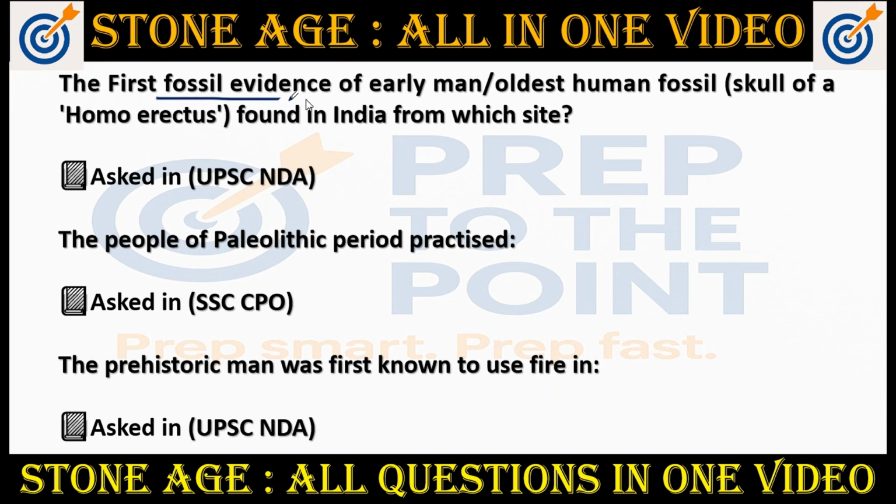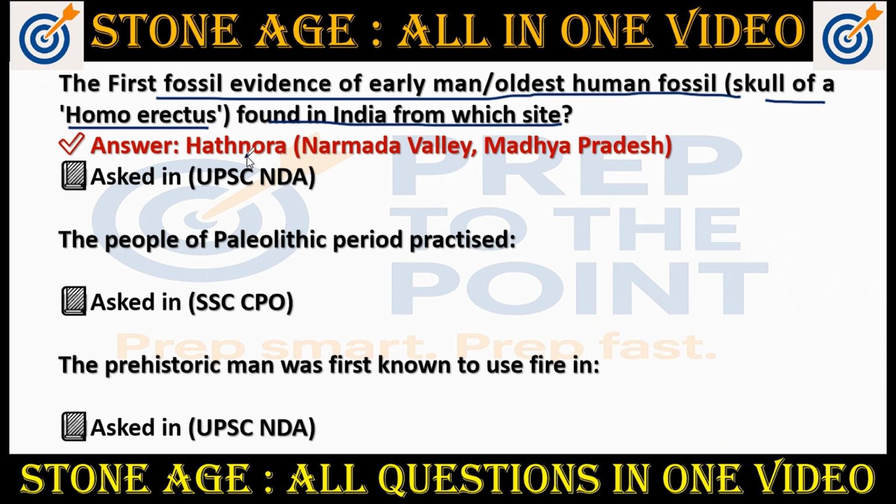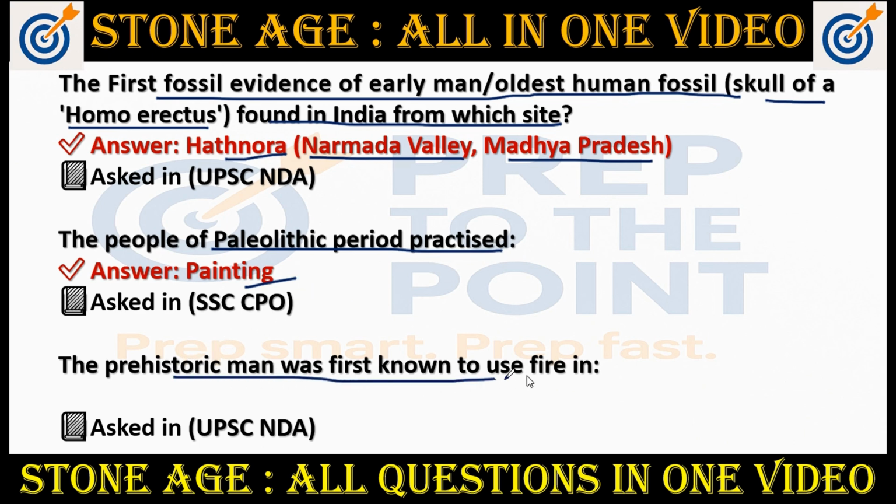The first fossil evidence of early man or oldest man fossil or skull of a Homo erectus found in India from which site? From Hathnora sites, which is in Narmada Valley in Madhya Pradesh. The people of Paleolithic period practiced painting. The prehistoric man was first known to use fire in Paleolithic age.